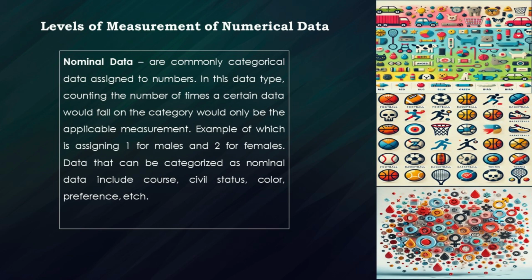Other examples are gender: male, female; hair color: blonde, brown, black; nationality: American, Canadian, Mexican; blood type: A, B, AB, O; marital status: single, married, divorced; eye color: blue, green, brown; religion: Christian, Muslim, Hindu; vehicle type: car, truck, motorcycle; favorite fruit: apple, banana, orange; and political affiliation: Democrat, Republican, Independent.